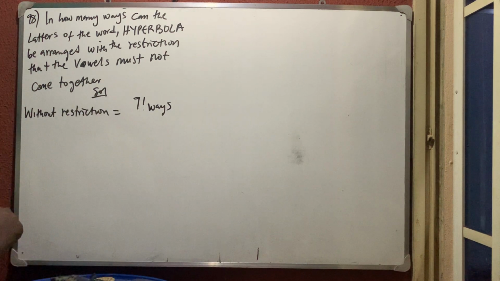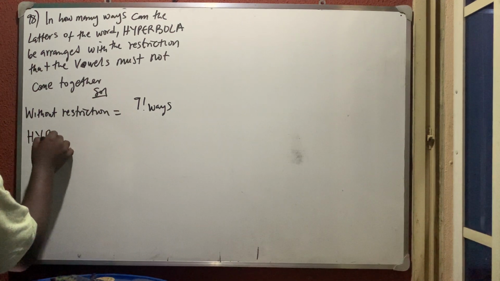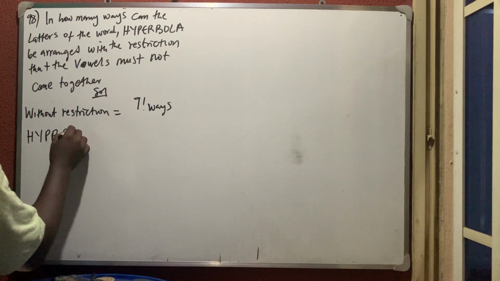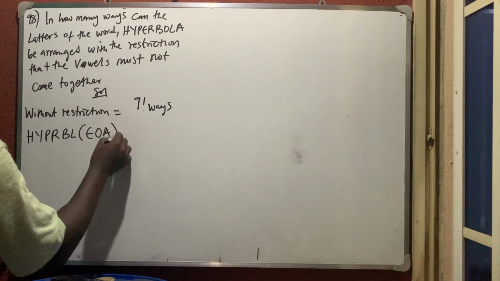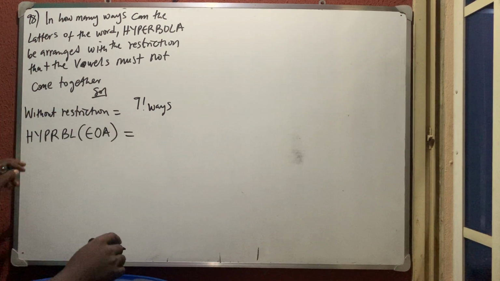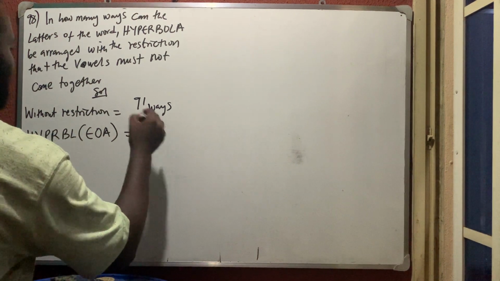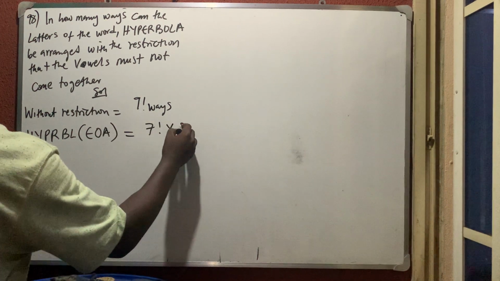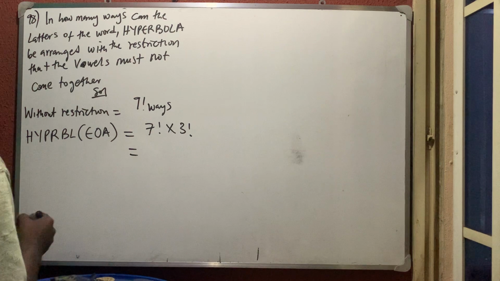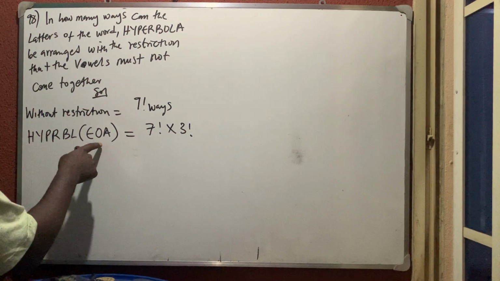Okay, now when the vowels are together, let us check. I'm going to have H, Y, P, R, L and the vowels E, O, A together. So which is what? 1, 2, 3, 4, 5, 6, 7. That is 7 factorial. Then times this one in 3 ways, 3 factorial. So I'm going to have 7 factorial times 3 factorial when they are together.